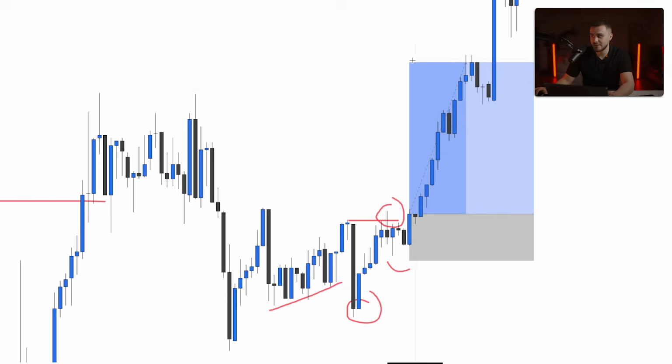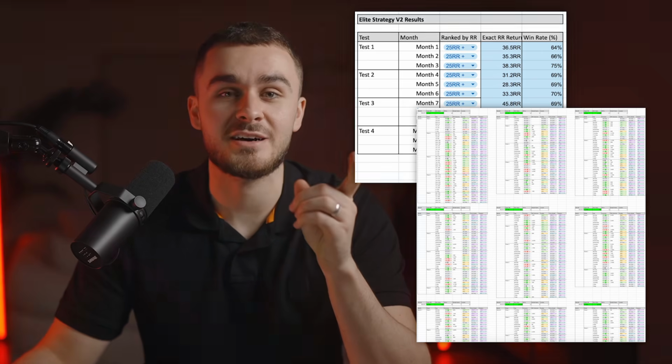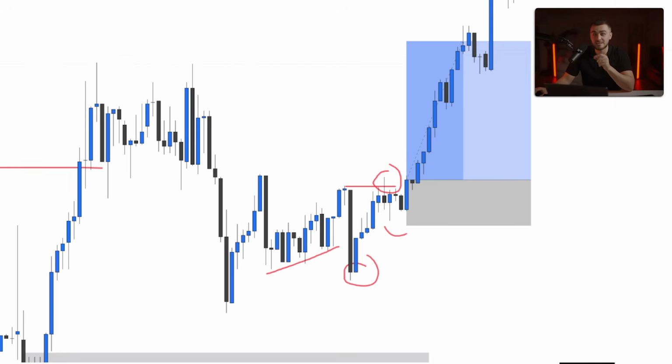Now, I've tested this over years of data, by the way, and I'm going to upload it somewhere on the screen. Here are the results. It's insane. It works over many, many years of data, but it works very, very effectively. Now, this isn't the only example.